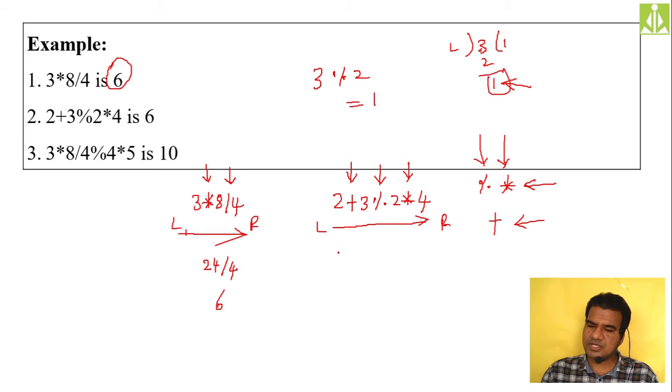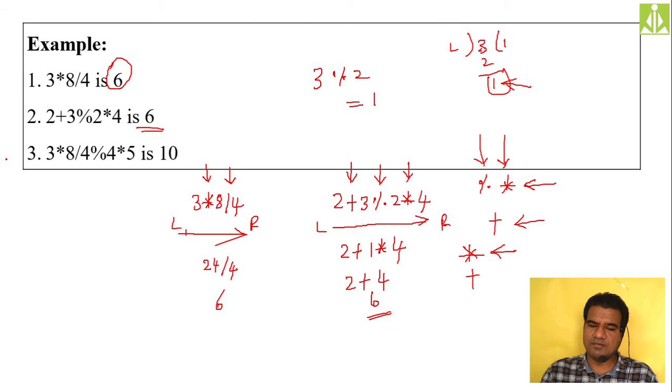So how will the expression change? 2 plus 1 multiplication 4. So next, which operator? Now we have only two: multiplication and addition. Multiplication has the highest precedence level, so we need to evaluate that first. So 2 plus 1 multiplied with 4, that is 4 only. So we have only one operator now. It is a simple expression. So the value is 6.